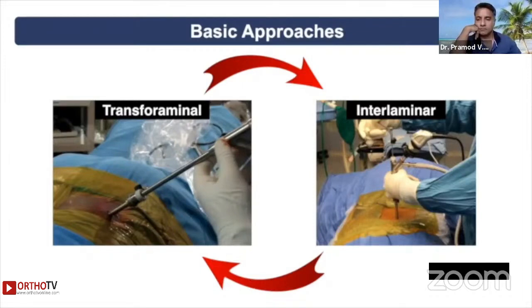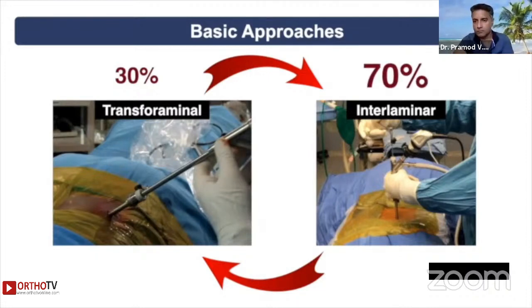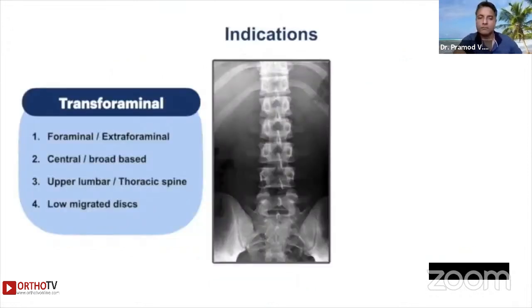Although interlaminar approach has been described much later, over the years it has become a dominant partner because of the variety of indications it is able to tackle. So to consider the indications, transforaminal approach is limited to 30% of the total pathologies, whereas interlaminar approach, because of its versatility, is able to tackle nearly 70% of all the kinds of pathologies.